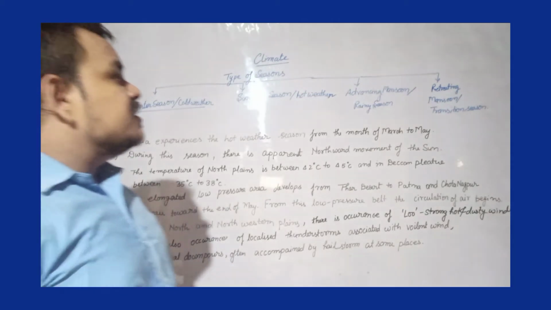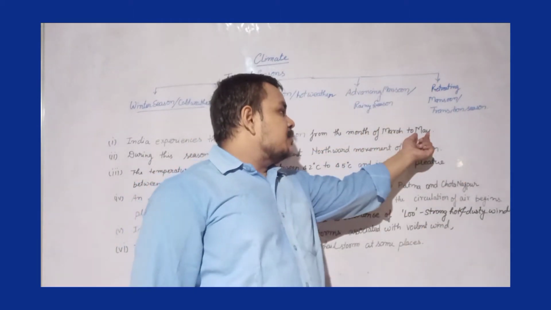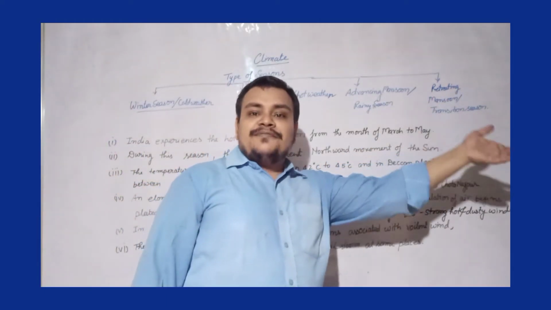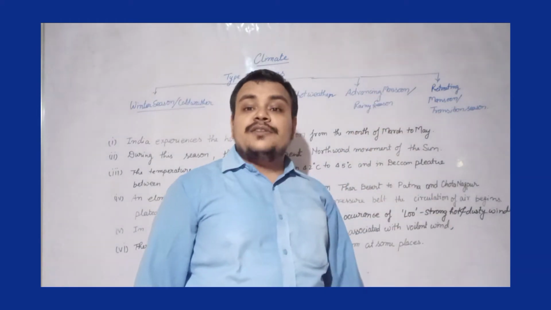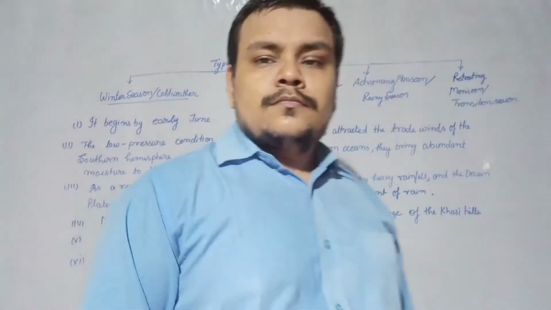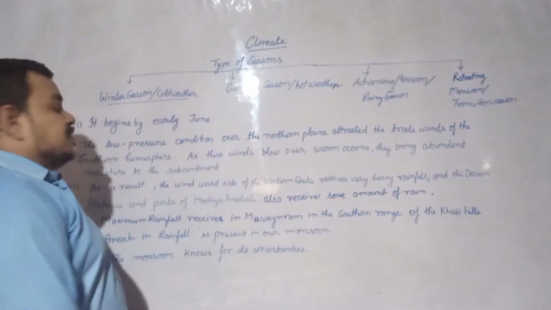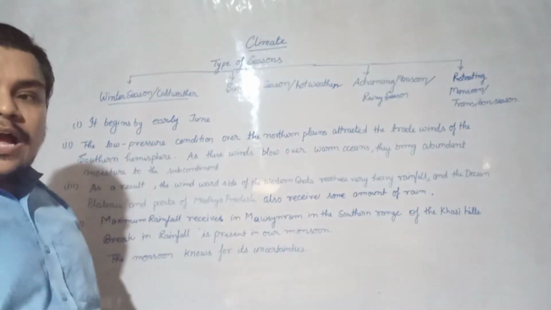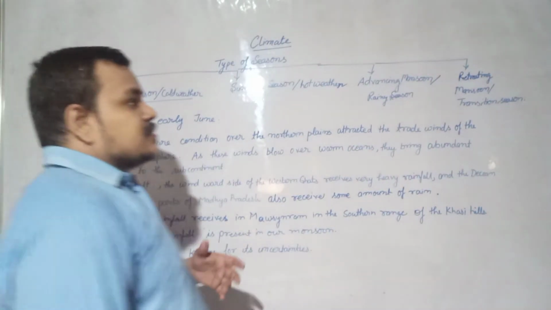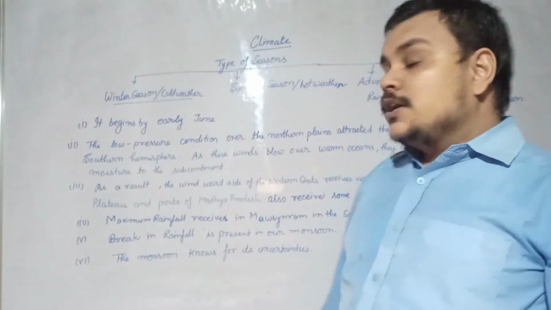And the third season is the advancing monsoon, either the rainy season. As you are understanding, the summer season ends in May, so just after May this advancing monsoon season will start, and we will understand its features. Now we will study the advancing monsoon, meaning the rainy season. As we have studied, the summer season ends in the last of May, and in the starting of June the advancing monsoon or the rainy season starts.